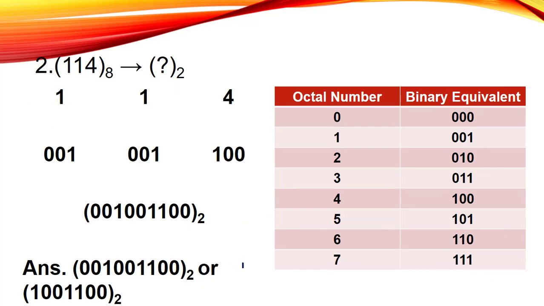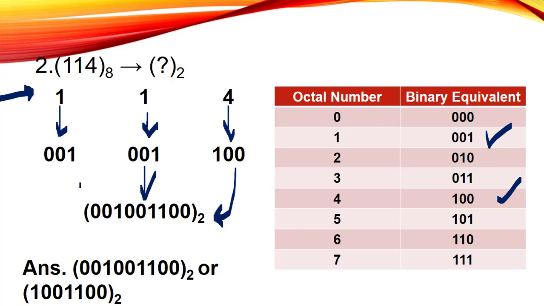Now our second question is 114 with a base of 8 and we have to convert this to the base of 2. First we note down the numbers by separating them, so we write the numbers as 1, 1 and 4. Then we write their binary equivalents from this table. The equivalent of 1 is 001, then the equivalent of this one will again be 001, then the equivalent of 4 will be 100 as it is given here. Now we note down all these numbers by removing the spaces. So our answer will be 001001100 with a base of 2.